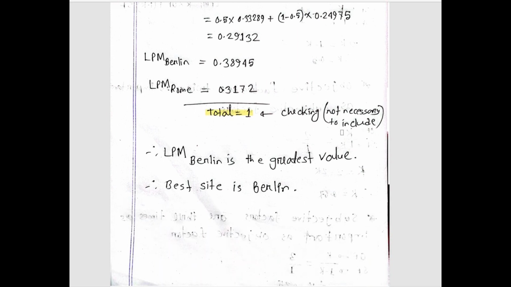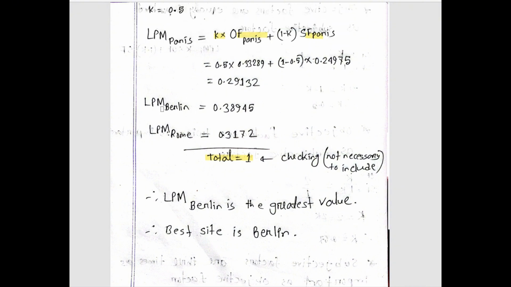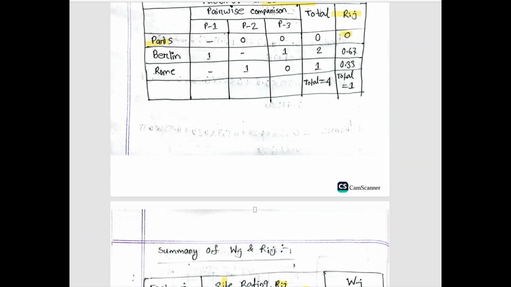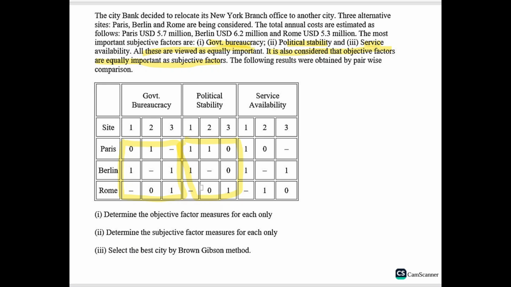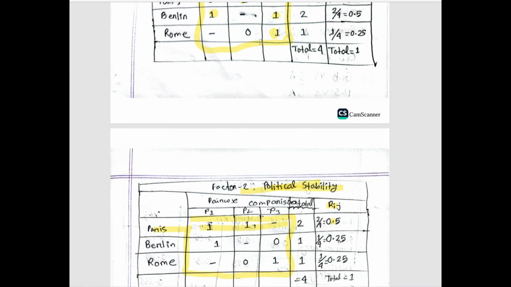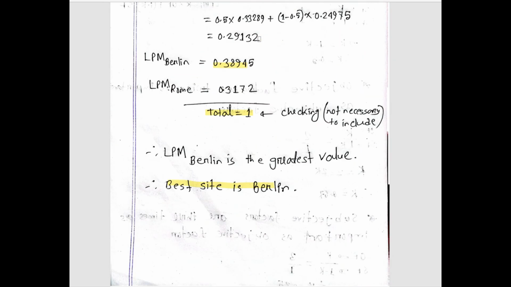Again cross check, the total value will be 1. No necessity to include it in the exam. Since the LPM value for Berlin is the greatest, according to Brown Gibson the best site is Berlin. So see, first we thought that Berlin is the worst city to relocate the branch because it costs more annually, but it is found that Berlin is the best city considering all the factors we have. Thank you everyone.